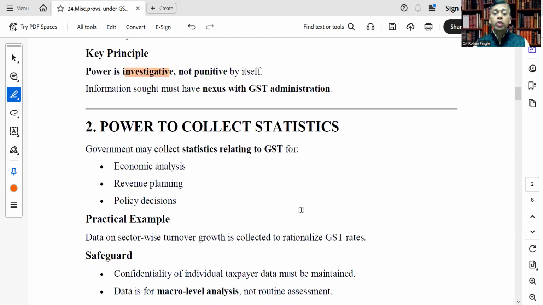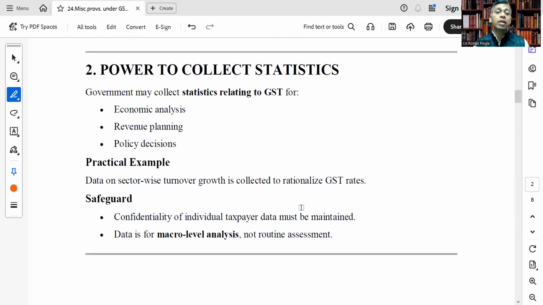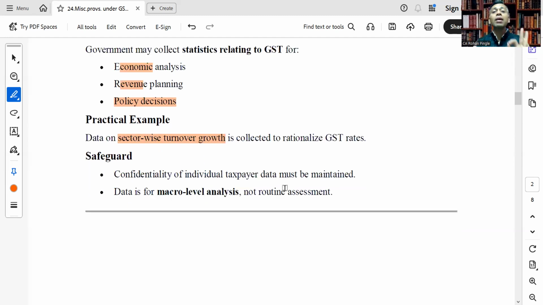Next, power to collect statistics. Government may collect statistics relating to GST for what? Economic analysis, revenue planning, and policy decisions. For these various reasons, the government has the power to collect statistics relating to GST. Practical example: data on sector-wise turnover growth is collected to rationalize the GST rates. The safeguard is that confidentiality of individual taxpayer data must be maintained. We need to maintain proper data. Data is for macro level analysis, not routine assessment.